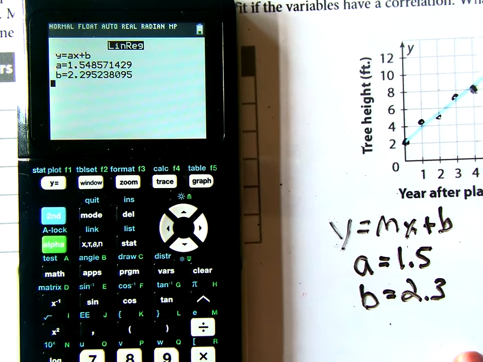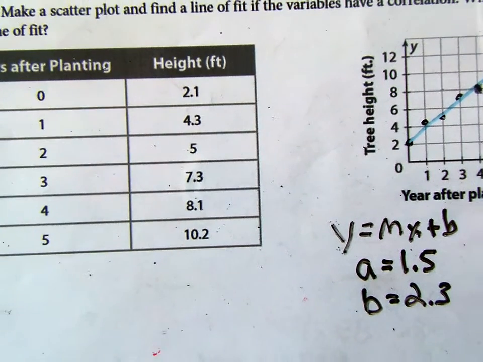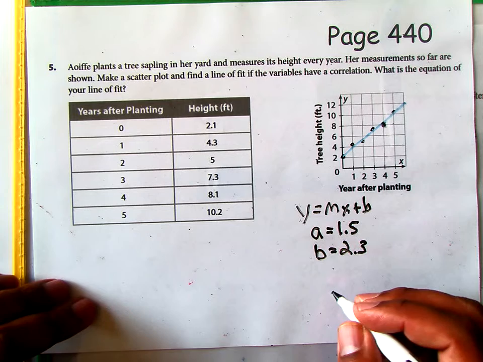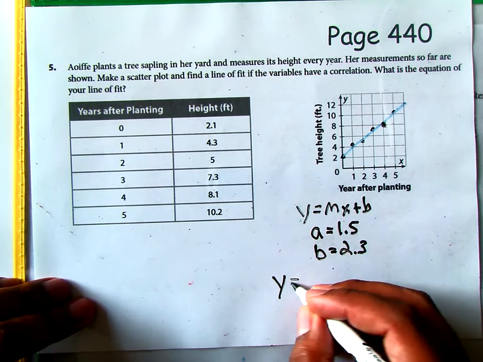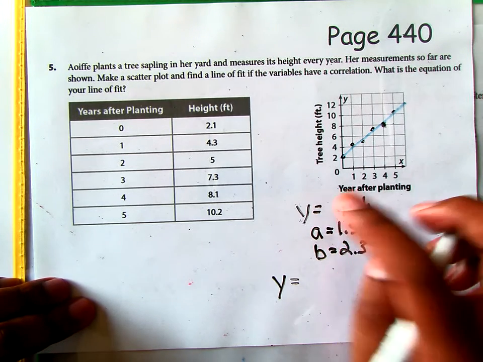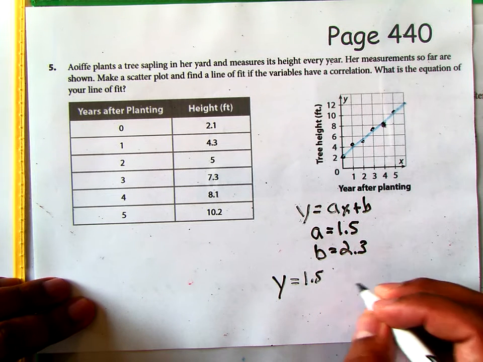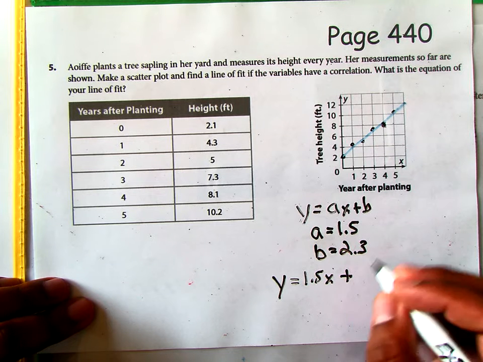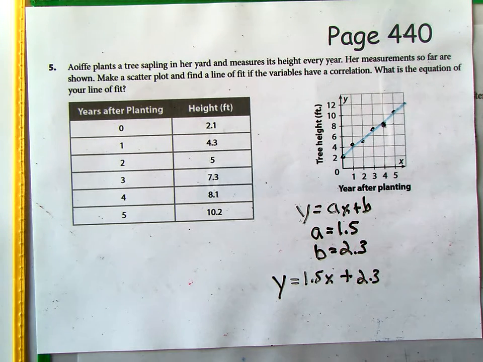Alright, so I've got them written down over here. Now I'm going to take the calculator away and zoom out. And all I have to do is write the equation. It's going to be simple. You're just going to go ahead and put in y is equal to the a. I'm going to go ahead and erase this and put a to make it easier. And that's going to be 1.5x plus your b, which is 2.3.